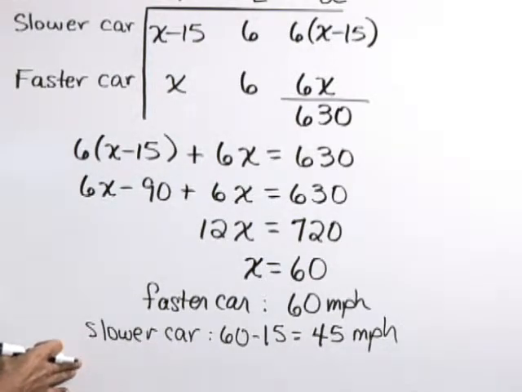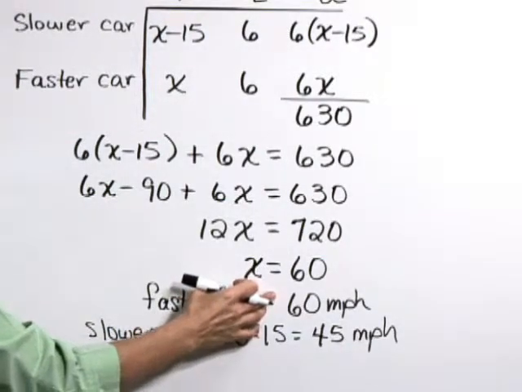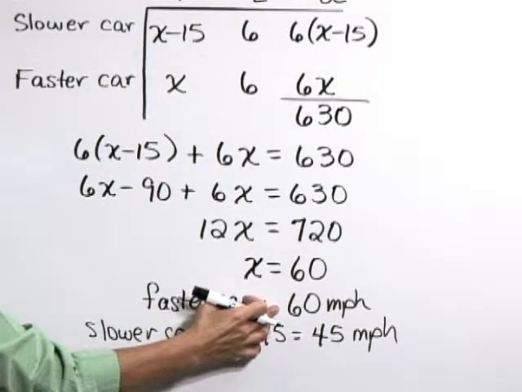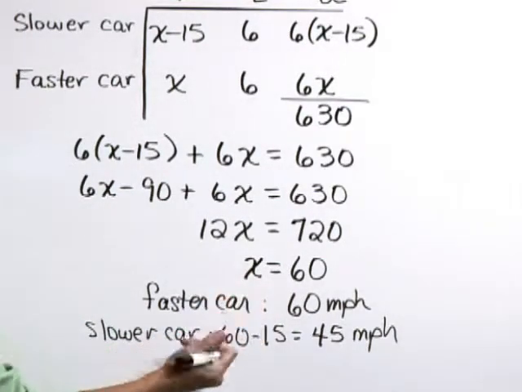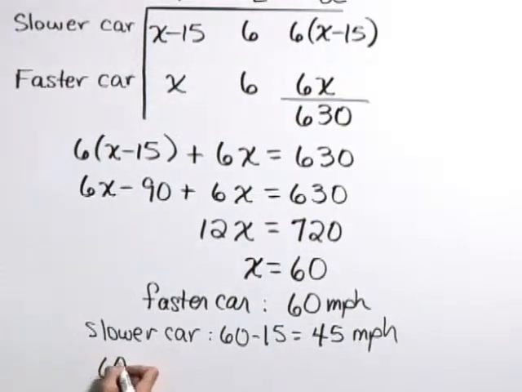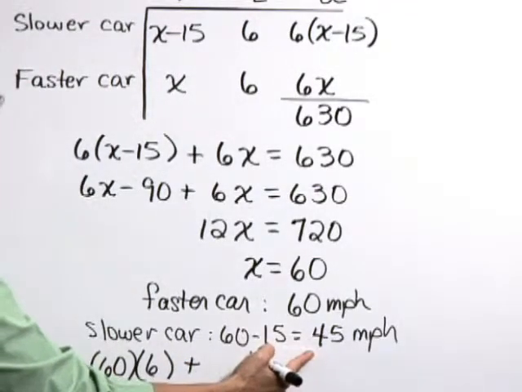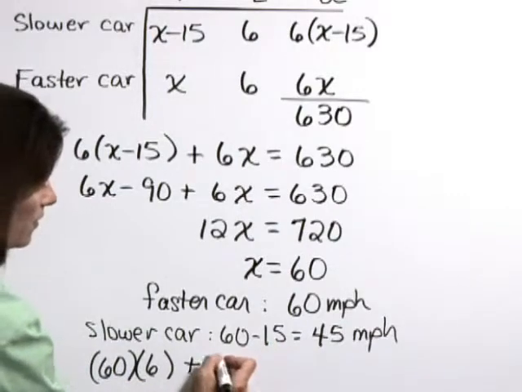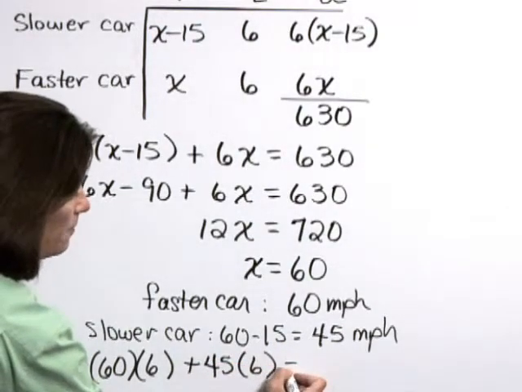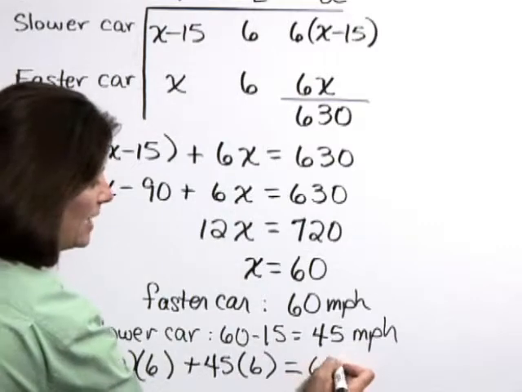As a last step, let's check these solutions. I want to check them in our original equation. And basically it said that the sum of the distances is 630. Now that faster car traveling at 60 miles per hour in a time of 6 hours is going to travel 60 times 6 as a distance. Let's add that to the distance of the slower car, which is its rate, 45, times time of 6, and is that indeed equal to 630?